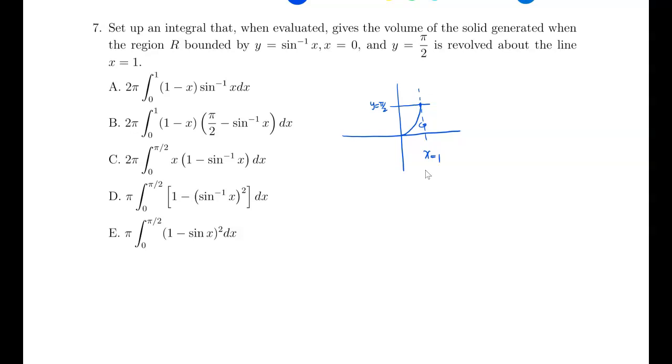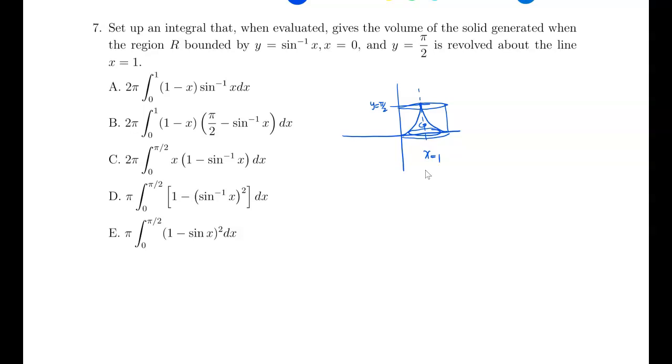Now, the solid will then look like this. Okay, so it will be like that. Solid would look like that. All right, now you look at the choices.